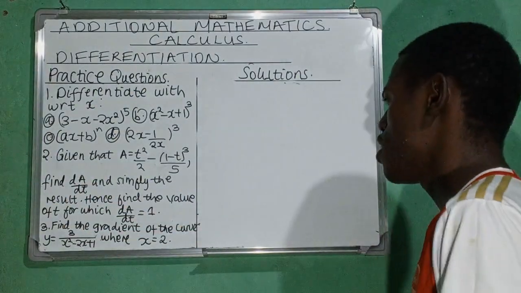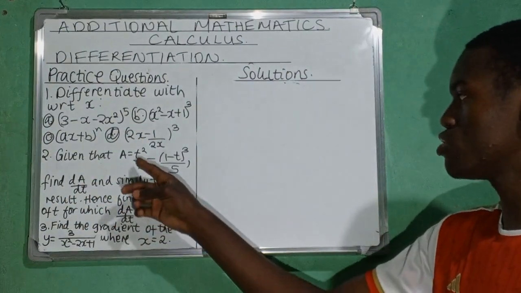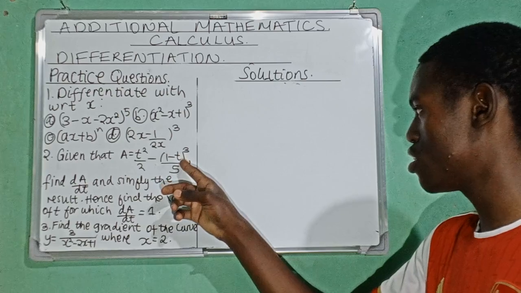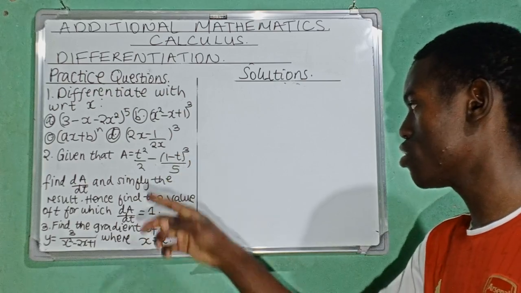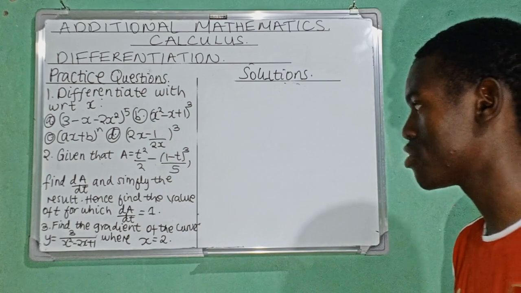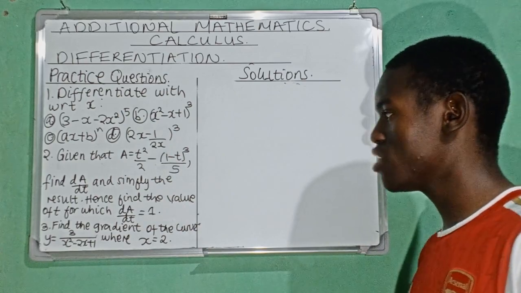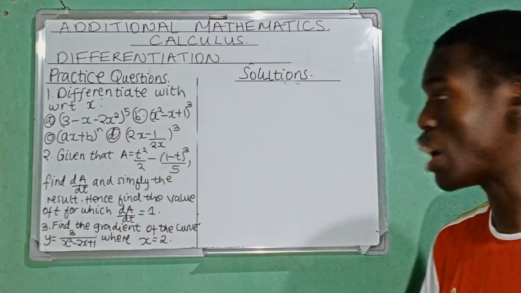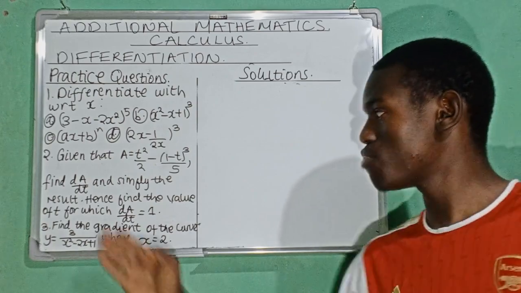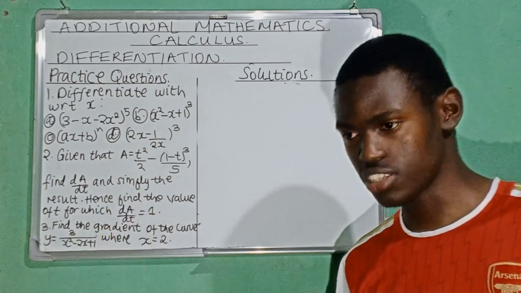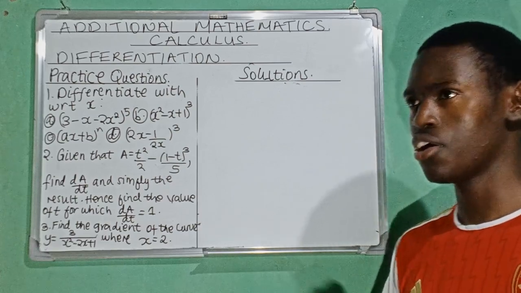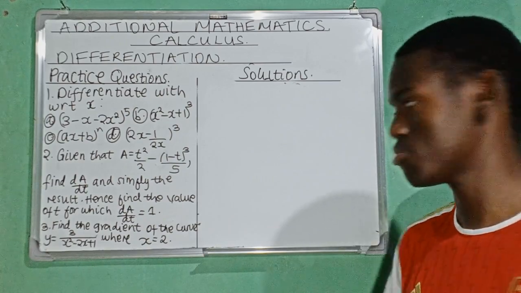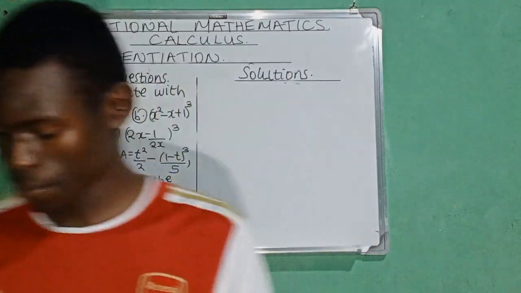The question reads: given that A is equal to t squared divided by 2, minus (1 minus t) all raised to the power 3, divided by 5, find dA/dt and simplify the result. So what are they saying? We need to find an expression for dA/dt, and then when we find that answer, we need to simplify that particular result.